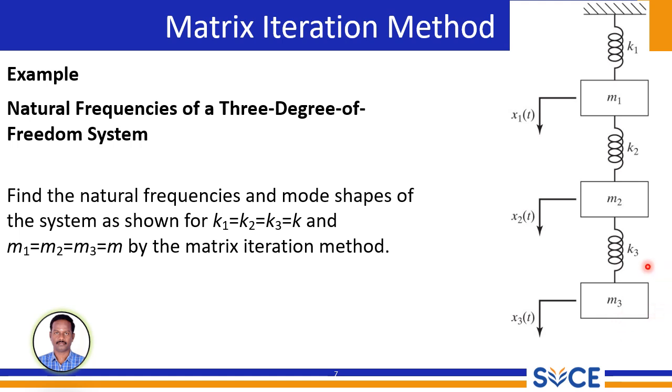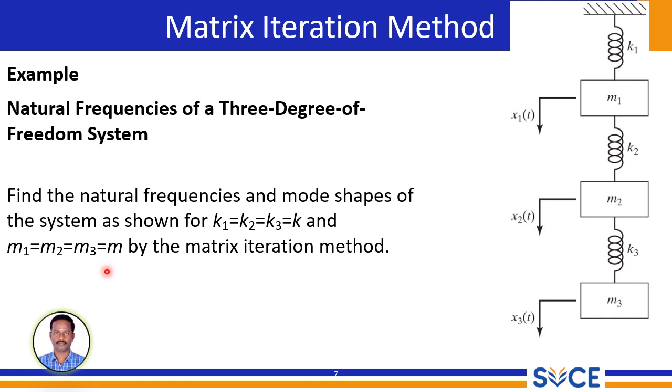We can visualize these masses moving vertically with the displacements denoted as x1 of t, x2 of t, x3 of t. In this specific example, we are given that all the spring constants are equal, that is K1 equal to K2 equal to K3 equal to K. Similarly, the masses M1, M2, M3 are all equal to the value of M.